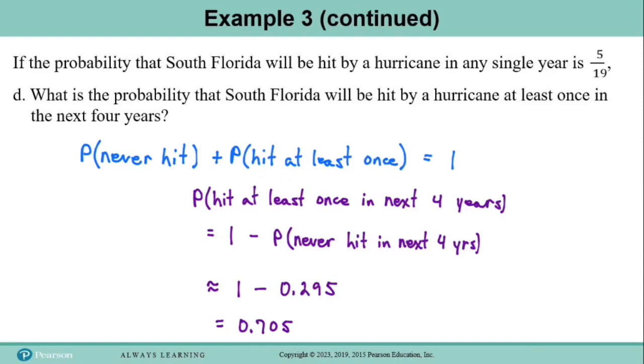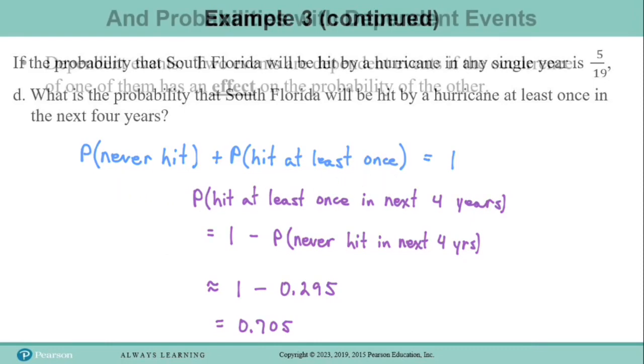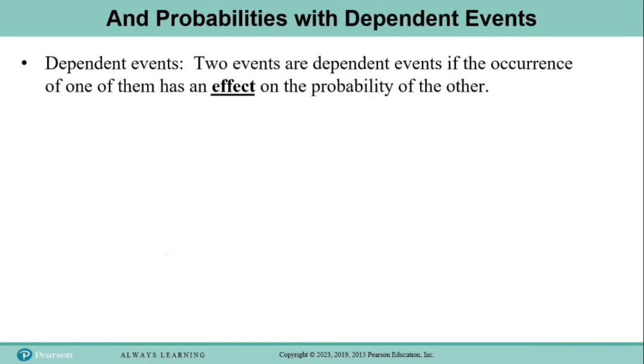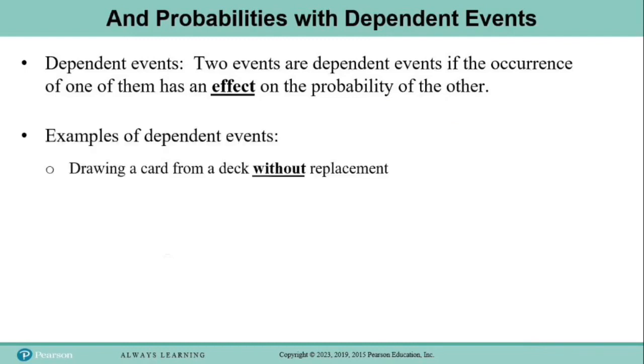Every event is covered either here or here, you see. Okay, let's go on now and talk about dependent events. Two events are considered dependent events if the occurrence of one of them has an effect on the probability of the other.